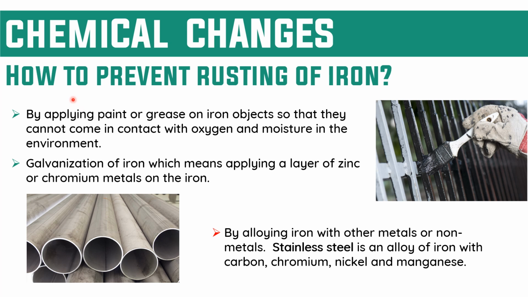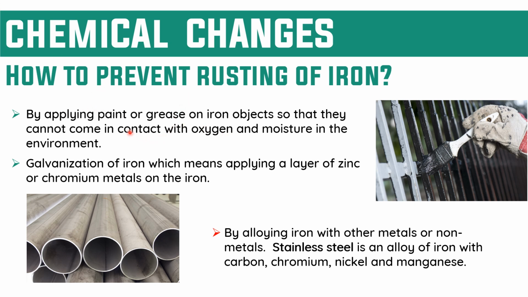Next, how to prevent rusting of iron? How can we stop rusting of iron? First point, by applying paint or grease on iron objects so that they cannot come in contact with oxygen and moisture in the environment. This is very familiar to you.